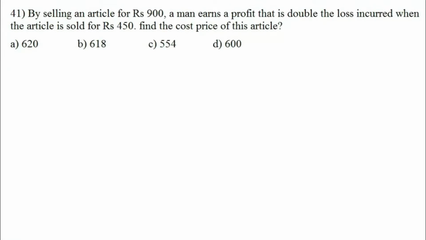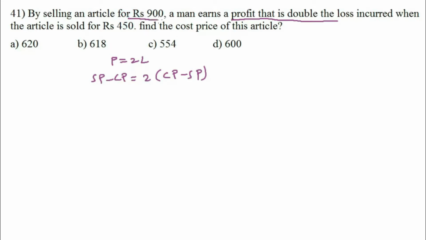Question number 41. By selling an article for 900 rupees, a man earns a profit that is double the loss incurred when the article is sold for 450. Find the cost price of this article. Profit is double the loss. So profit equals 2 times the loss. Selling price minus cost price equals double the loss, which is 2 times (cost price minus selling price).